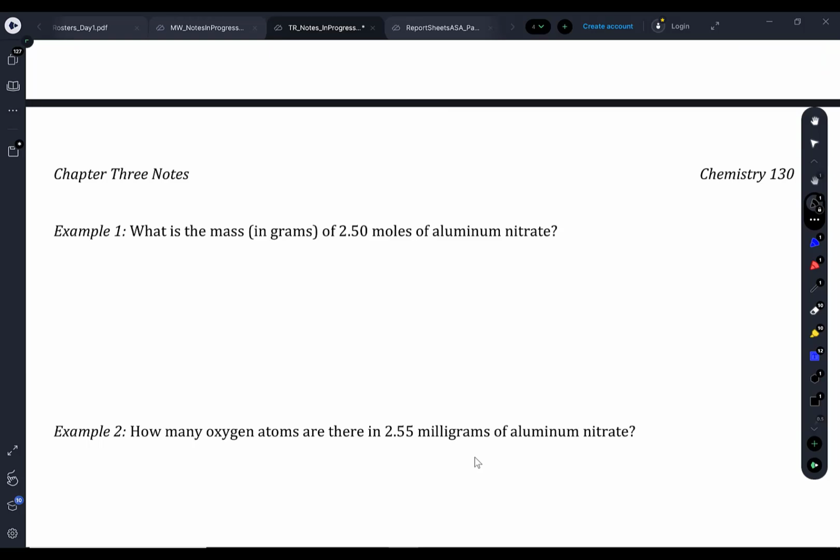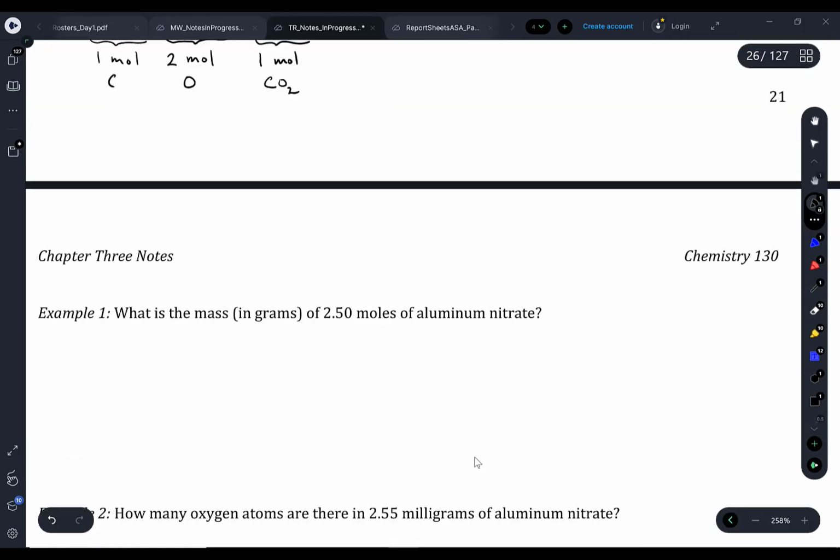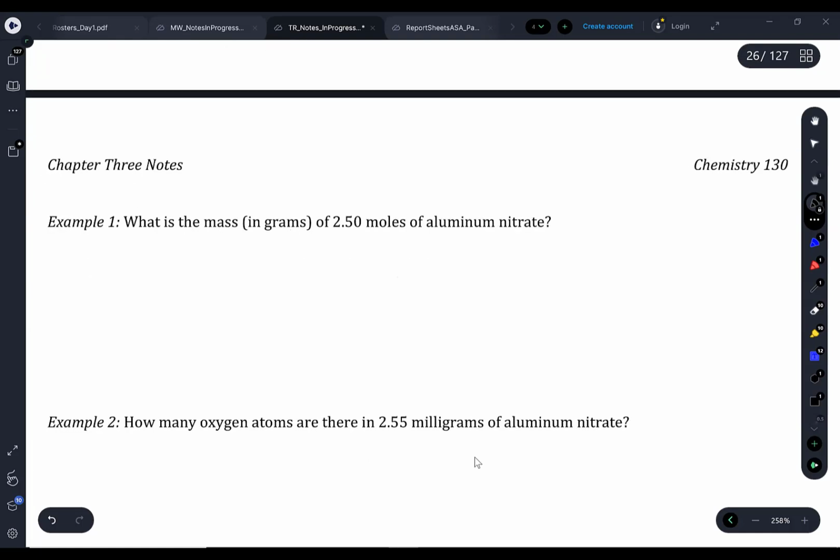Okay, then. Let's use this. We now know how to go from number of moles to numbers of atoms or number of molecules, and we now know how to go from moles of something to grams and vice versa. So let's look at this question. We are on page 22. What is the mass in grams of 2.50 moles of aluminum nitrate?